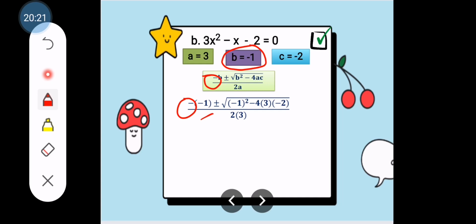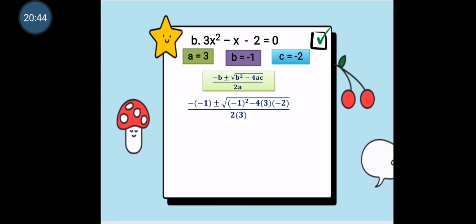Ayun. Plus minus. So, negative B. Negative 1 raised to 2. The value of A na 3. Ayun ang value ng A. Value of C na negative 2. So, ayun po. Times 2. And the value of A na 3. So, ayun po. So, na-represent na po natin ng maayos.